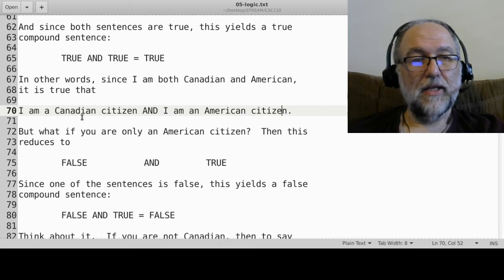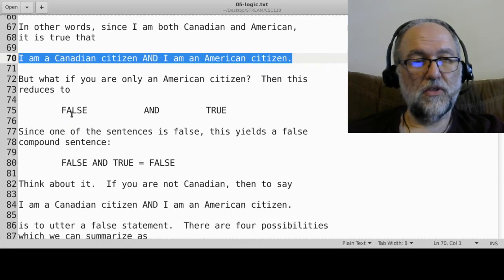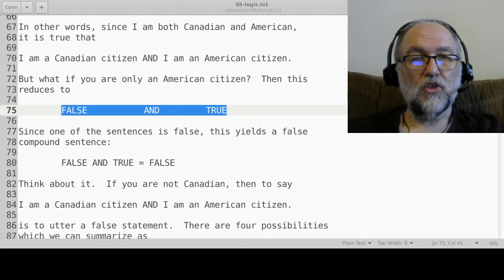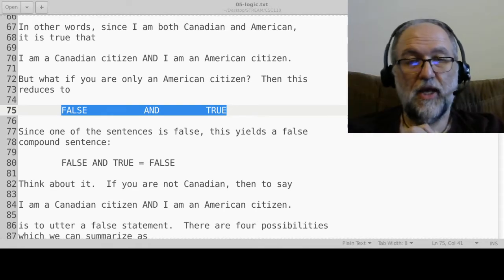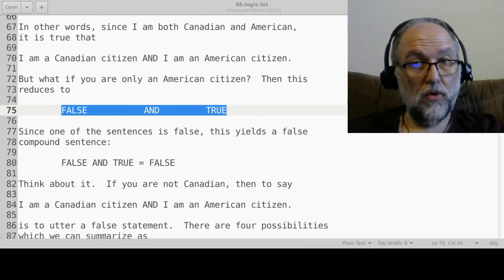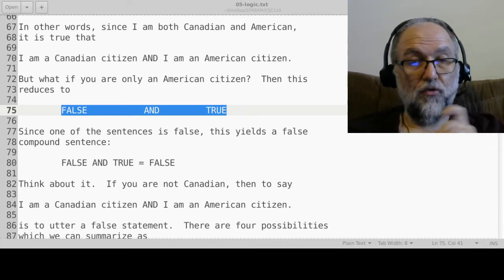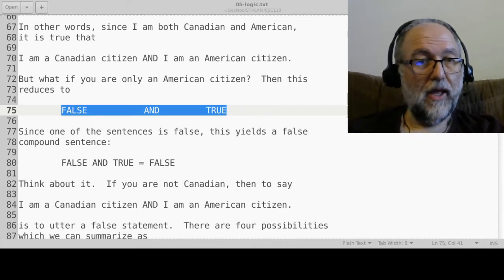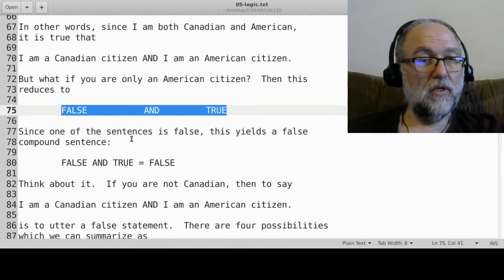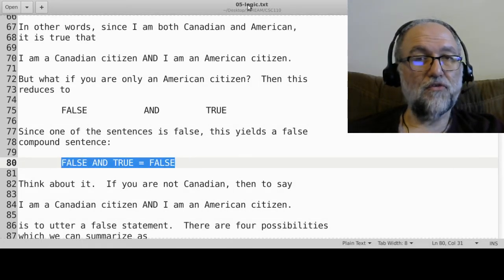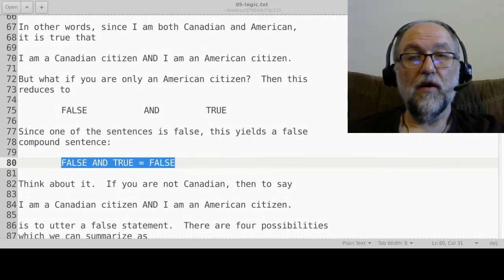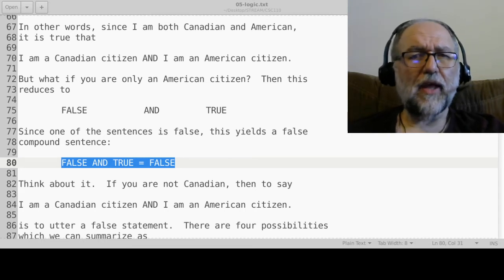Now in this case, this compound sentence reduces to the joining of a false sentence with a true sentence. And if you have false and true, the result is false. Remember, both have to be true to get true, otherwise you get false with and. And so you can conclude that false and true is equal to false. All right, now think about it.